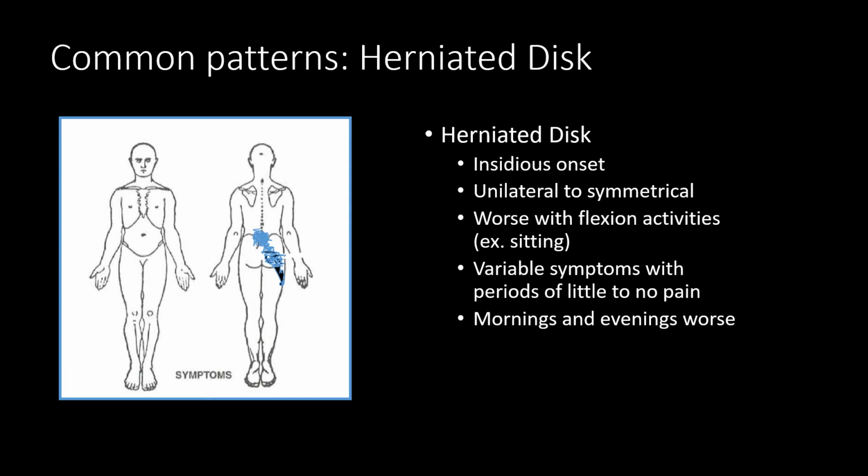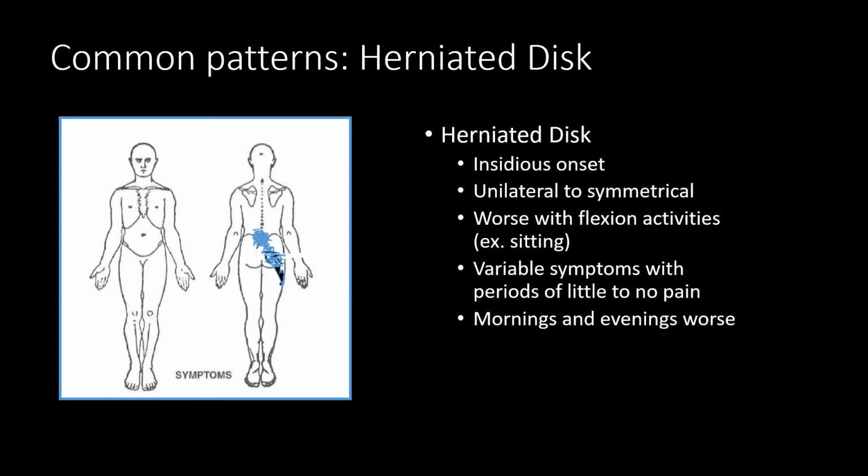Typically, it's an insidious onset of symptoms. It's something that happens slow over time, maybe over the course of a week to 10 days. They can have unilateral low back pain, or it can be symmetrical, right? The right and the left side feel about the same. The key here is that it's usually worse with flexion-based activities. So activities like sitting and bending and lifting tend to make this worse. The symptoms are sometimes variable, meaning that you can have periods where there's little to no pain, and then for some reason the symptoms kind of kick up.